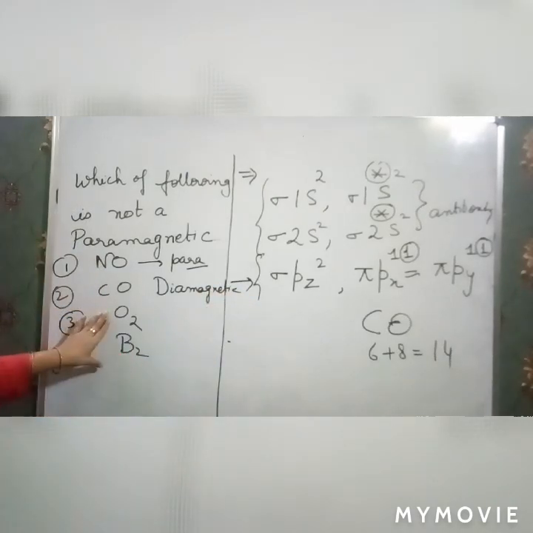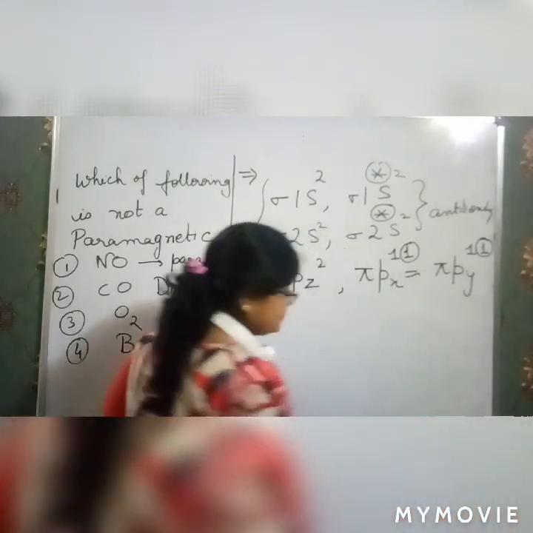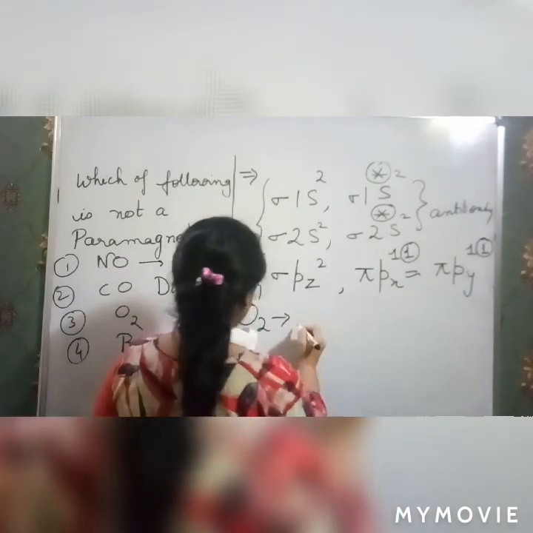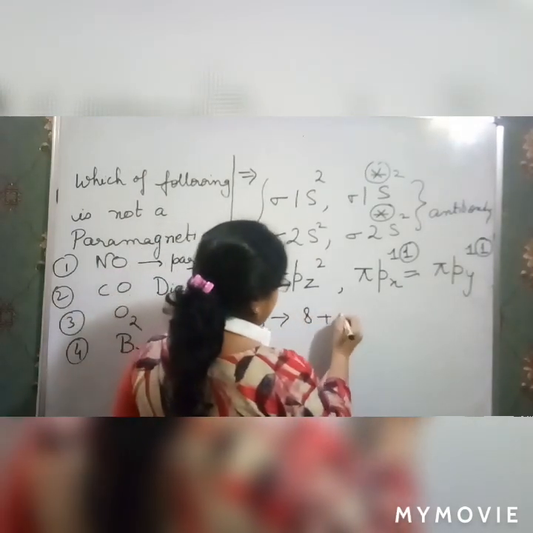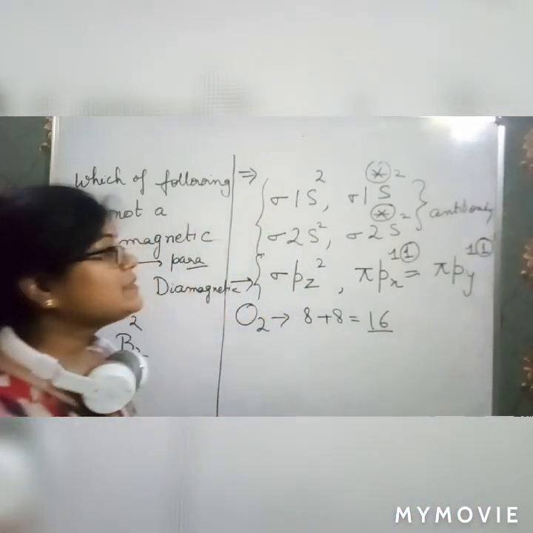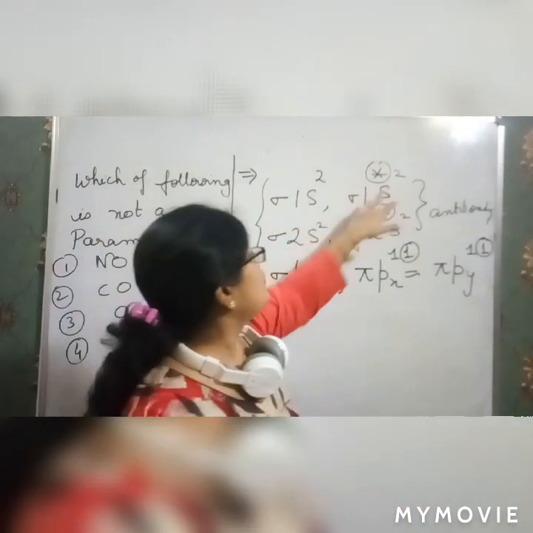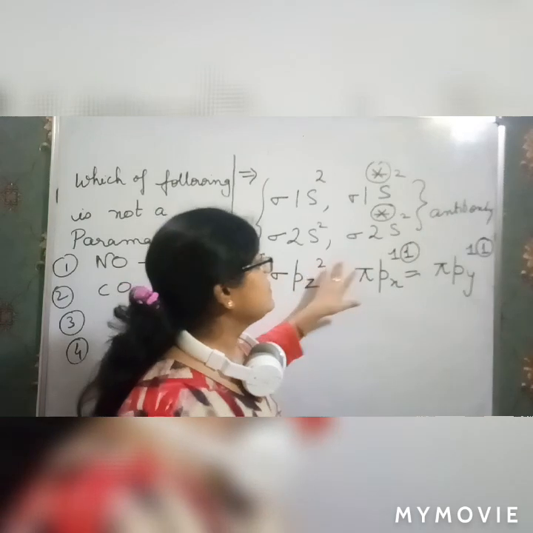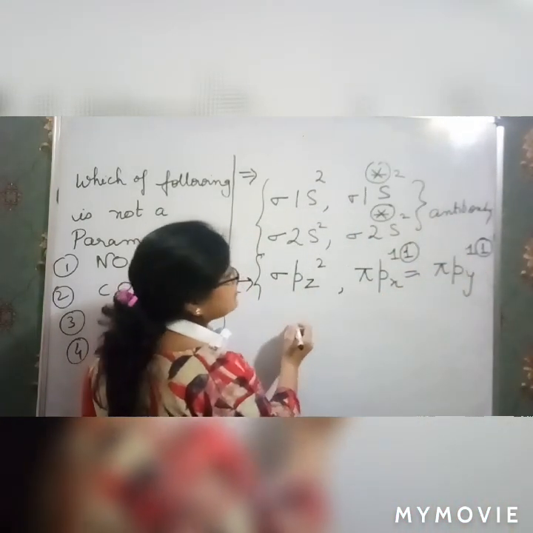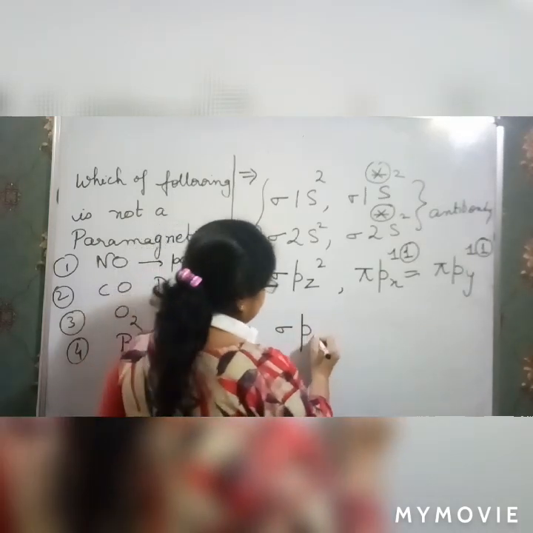Just take another one. I have O2. Okay. Now for the case of O2, we have 8 plus 8, that means 2 times 8, that is we have 16. So we have to fill 16 electrons. Okay. Now proceed. 2, 4, 6, 8, 9, 10, 11, 12, 13, 14. Then sigma pz.